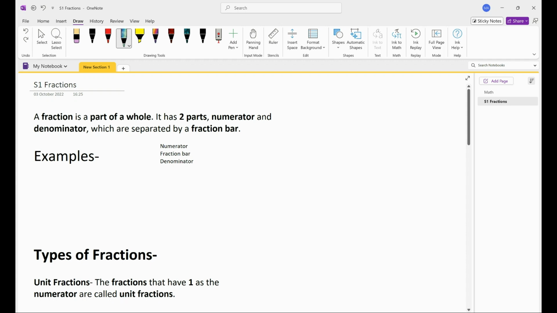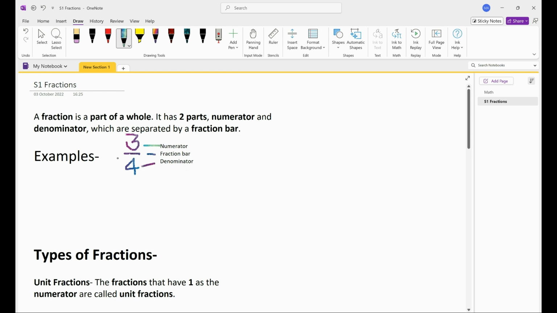We are going to learn about fractions. A fraction is a part of a whole. It has two parts, numerator and denominator, which are separated by a fraction bar. Examples of fractions are 3 upon 4. In this fraction, 3 is the numerator. This line which you can see is the fraction bar, and 4 is the denominator.